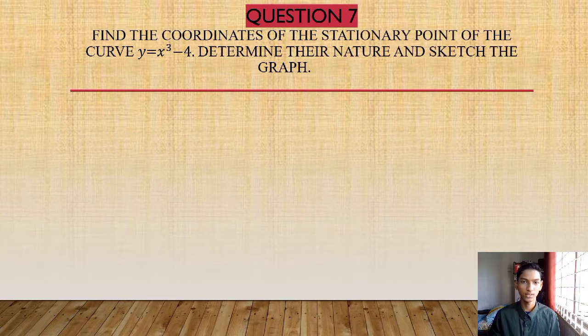Now we want to discuss question number 7 based on application of trigonometry. The question is, find the coordinates of the stationary point of the curve y equals x power 3 minus 4. Determine their nature and sketch the graph.